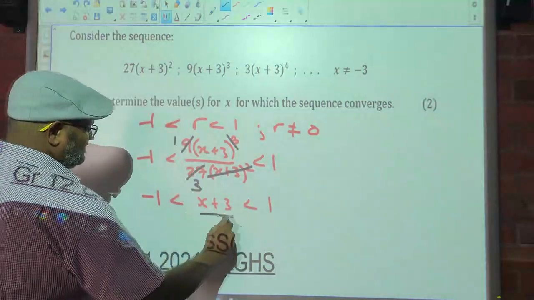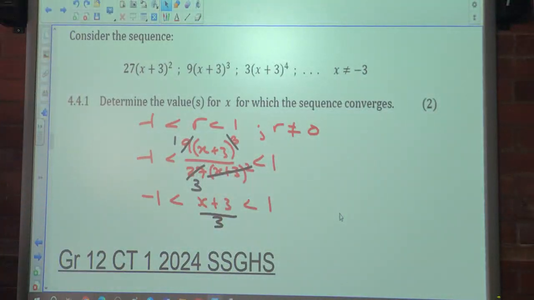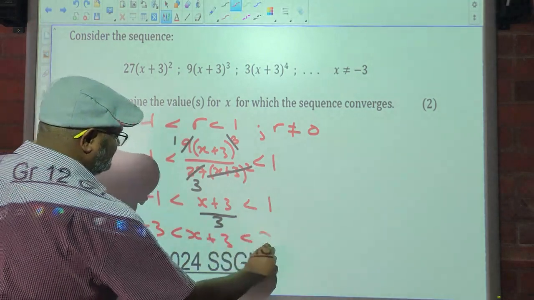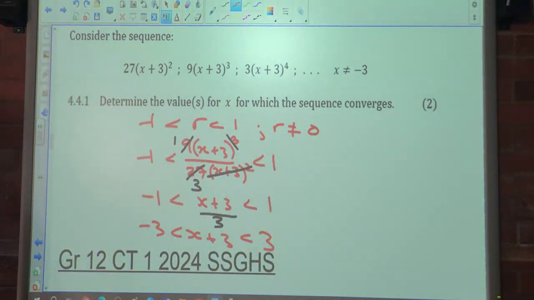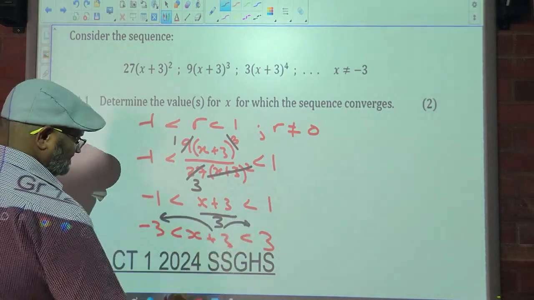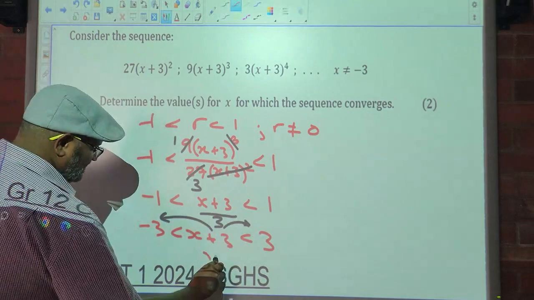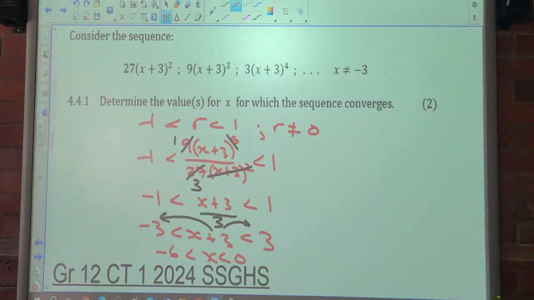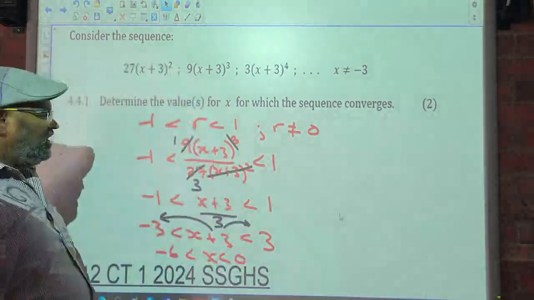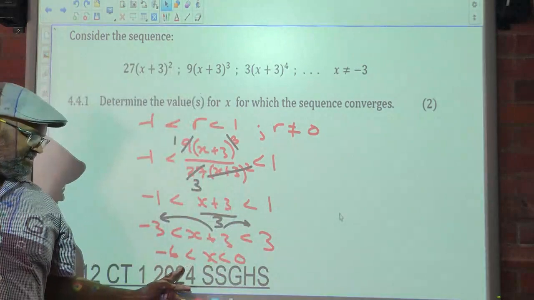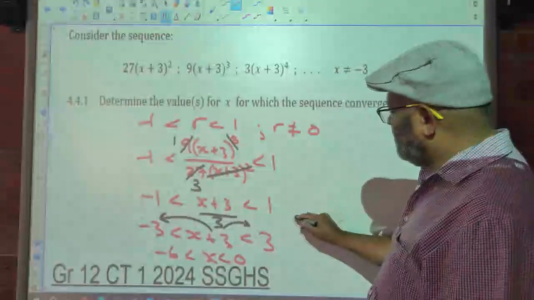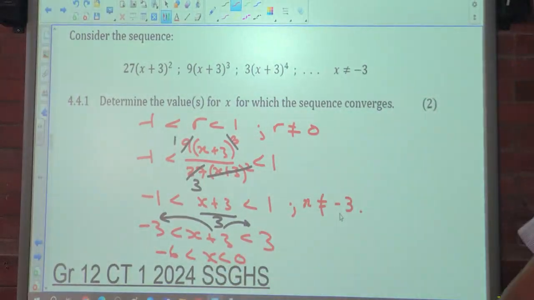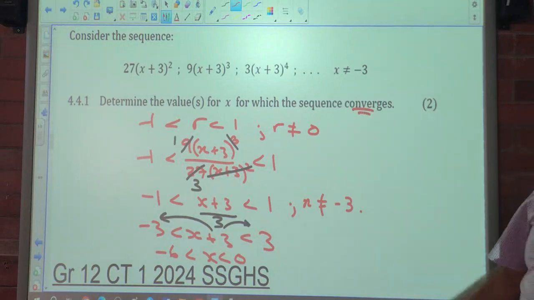Right, people, I lost this here. This is over 3. I multiply by 3, so I get negative 3, x plus 3, less than 3. So what do I do now? That 3 goes both ways. So we got x between negative 6 and 0. Is that correct? So as long as x is greater than negative 6 but less than 0, as long as x is not equal to negative 3, any value between negative 6 and 0, the series will converge.